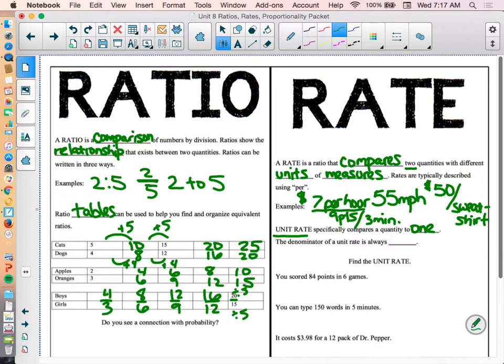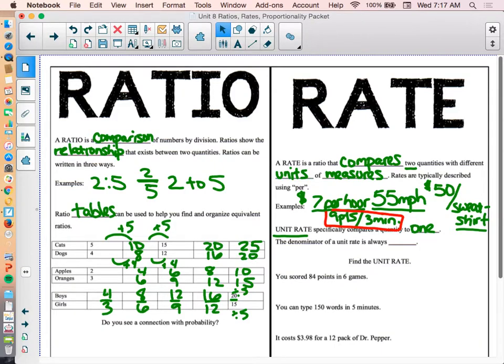Notice that $7 per 1 hour, that's per one, so it's a unit rate. 55 miles per hour, again, per one. If it doesn't say it, you know that it's got a 1. $50 per sweatshirt, that's again per one. But this one, the 9 points per 3 minutes, that is not a unit rate. So again, the denominator of a unit rate is always 1.